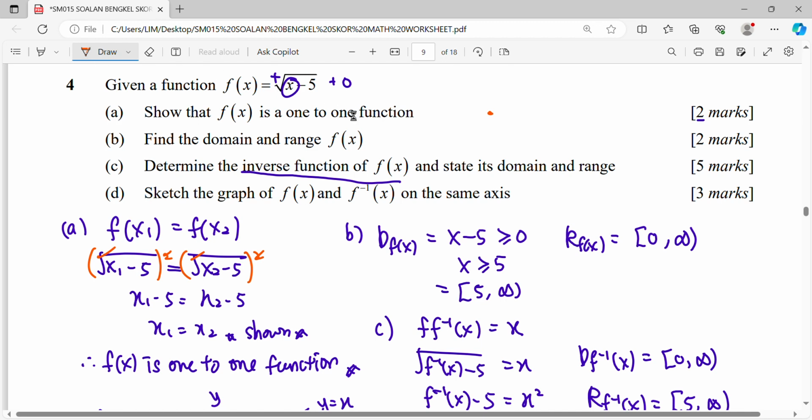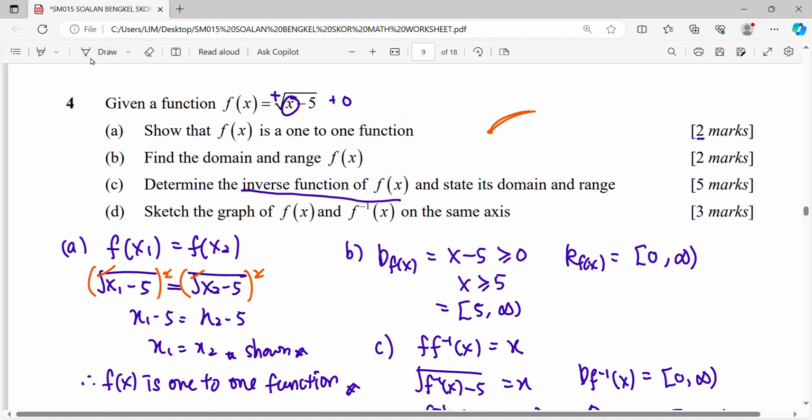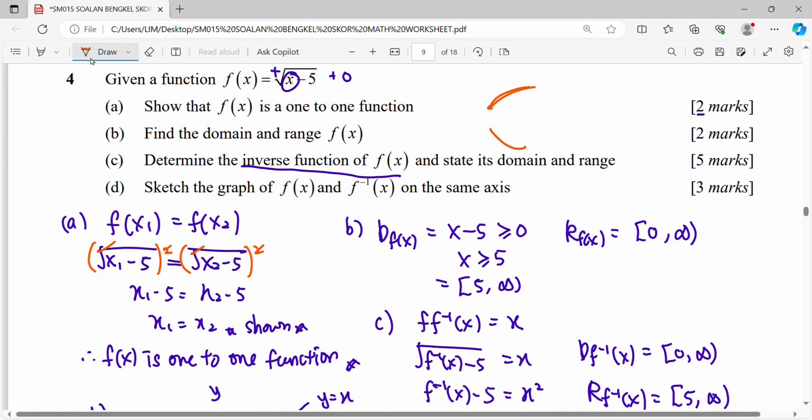So how many shapes of the square root graph do we have? There are 4: to the right and up, to the right and down, to the left and up, or to the left and down. So which type is this? Look at your domain: 5 to infinity means it is going to the right. 0 to infinity means it's going up. So your function is shooting up to the right.